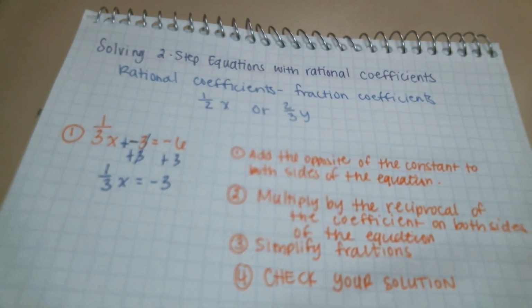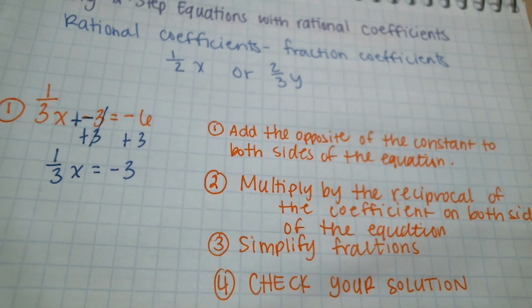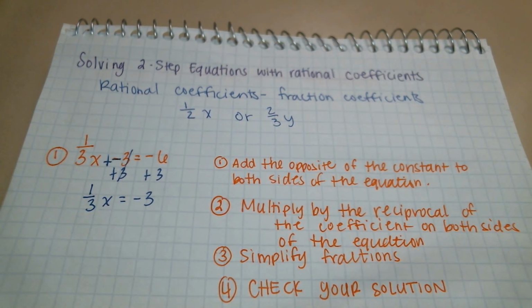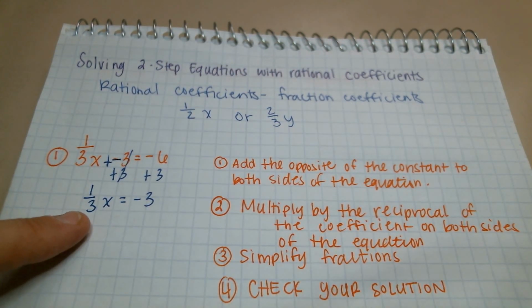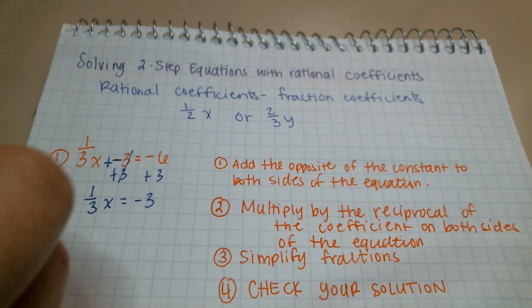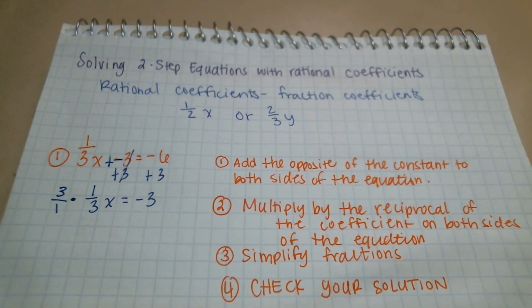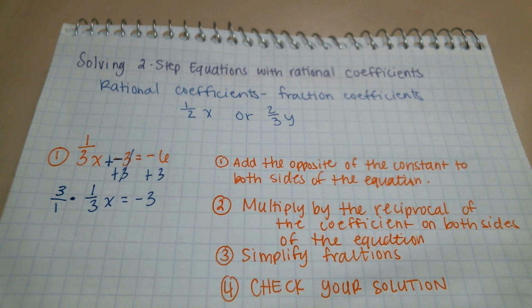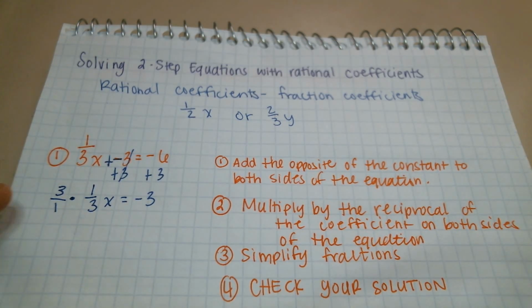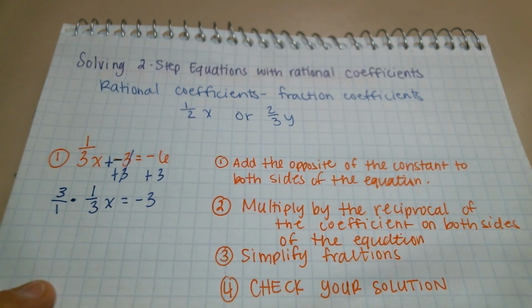So the coefficient of x in this case is 1/3. The reciprocal of 1/3 is just 3 over 1. So I'm going to multiply by 3 over 1. Now, why do I do that? Because I want to know the value of 1x. I want to multiply or divide so that when I do that, I get 1x.